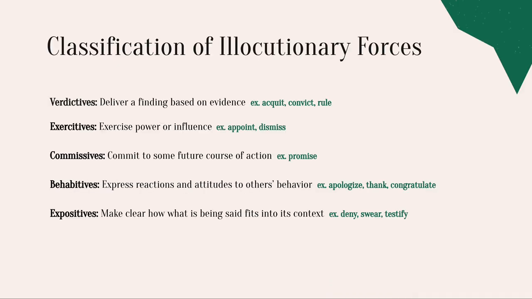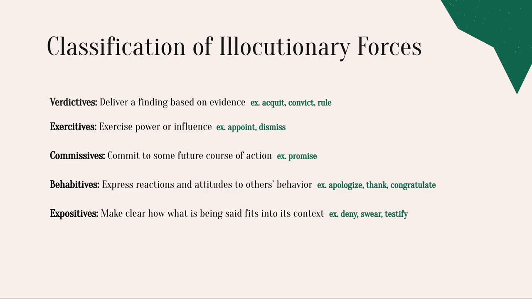Austin classified the illocutionary forces into five different types, which are verdictives, exercitives, commissives, behabitives, and expositives. So, verdictives are a way of delivering a finding based on evidence. Examples of this include acquit, convict, and rule. Exercitives are a way of exercising power or influence. So, types of this illocutionary force include appoint and dismiss.